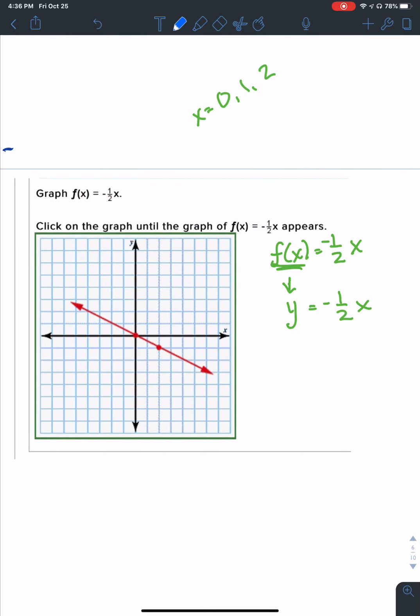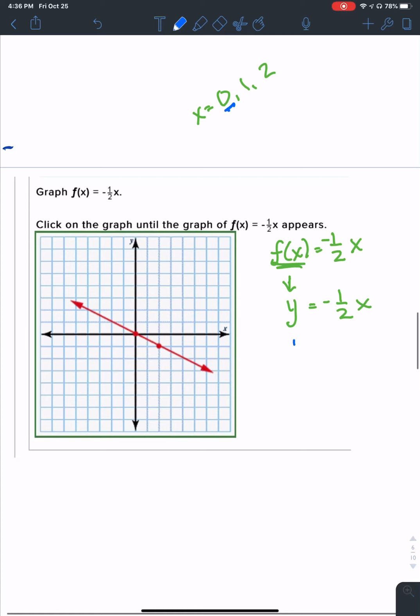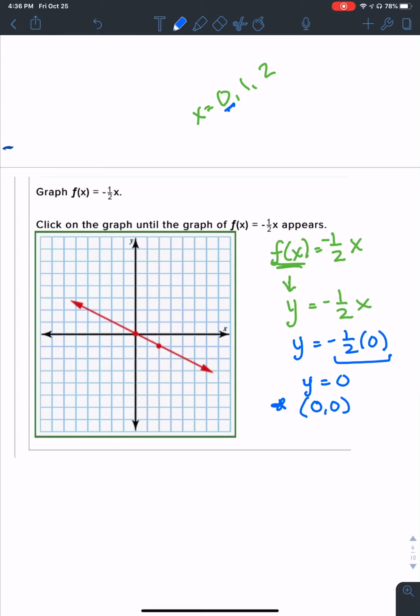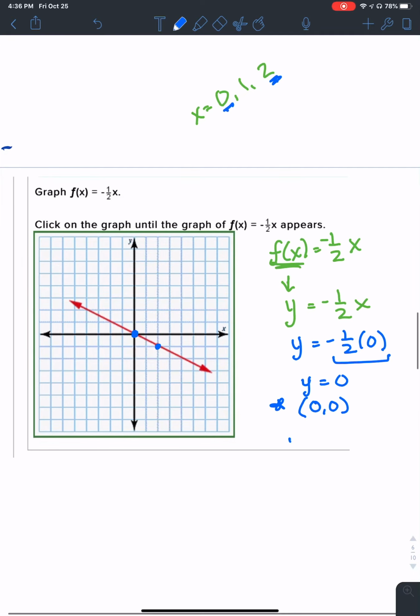So if I go to the first one, let's actually plug in 0. So if I plug in 0 and then I plug that in my calculator, I would get 0. So when x is 0, y is 0. And that would be one of the points in your graph. So that would match right there. Now, do you see how they actually have another point here? It looks like it's actually when x is 2. So let's plug in x is 2 and see what we get.